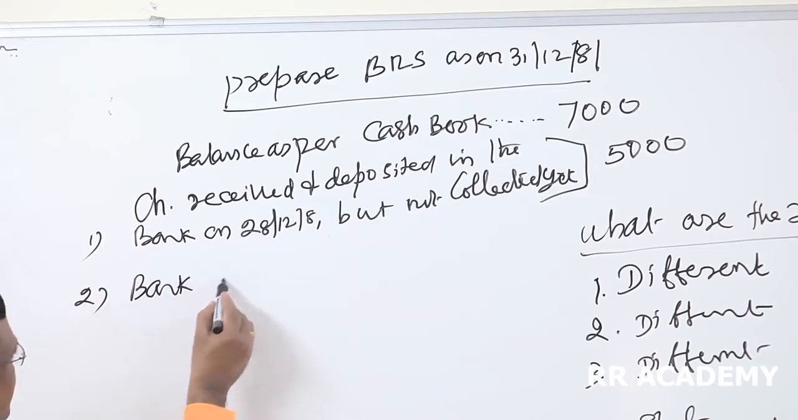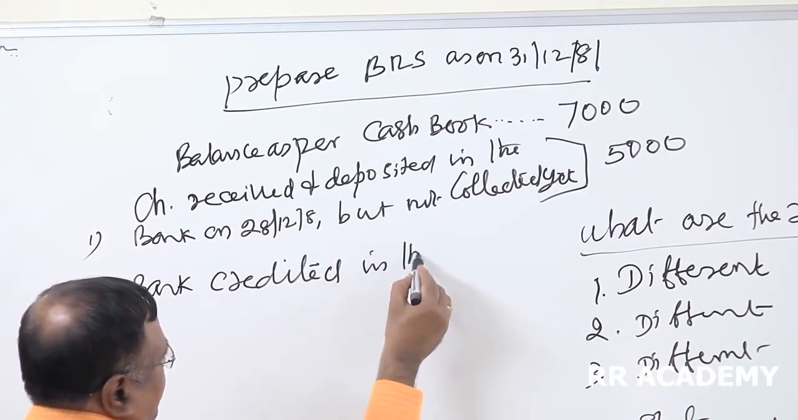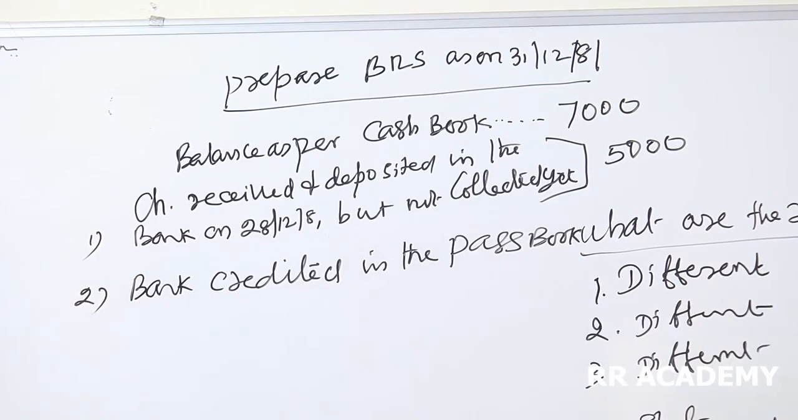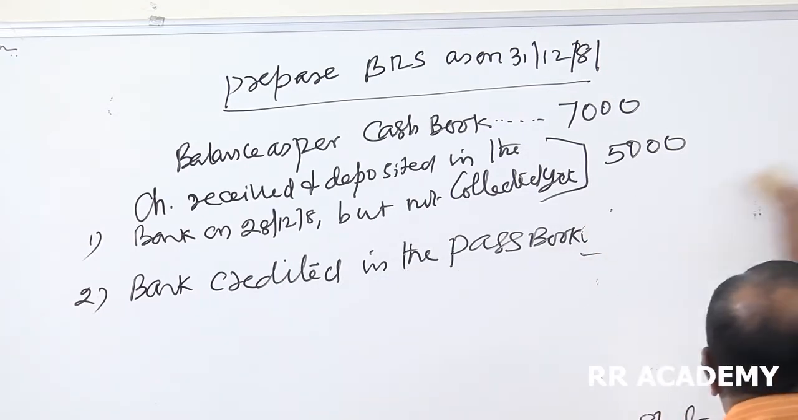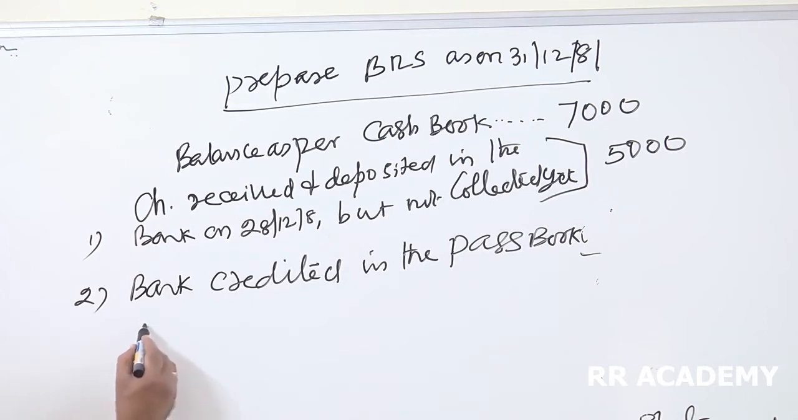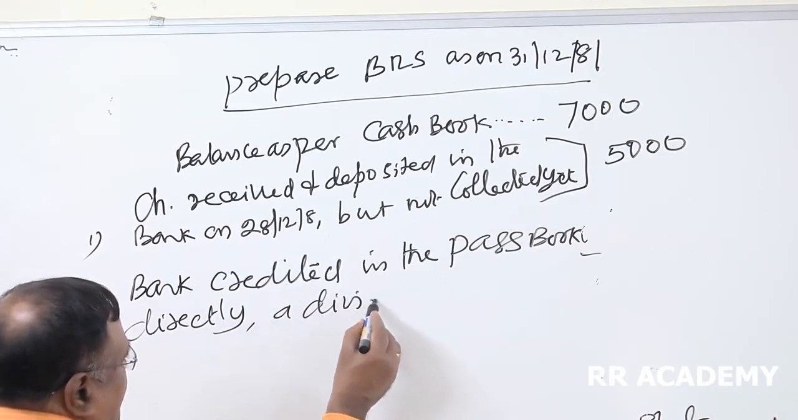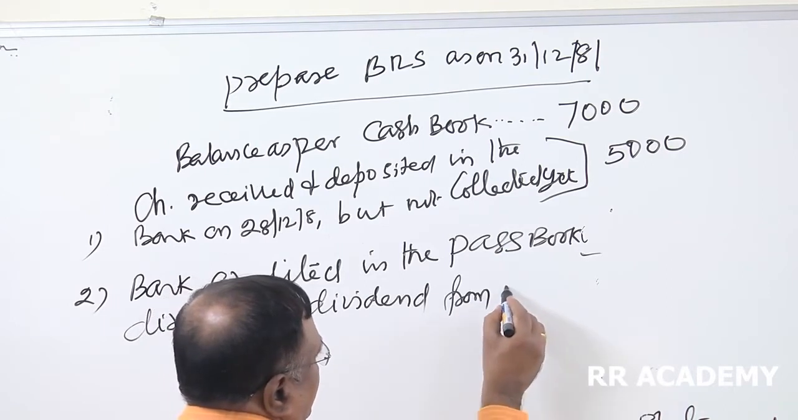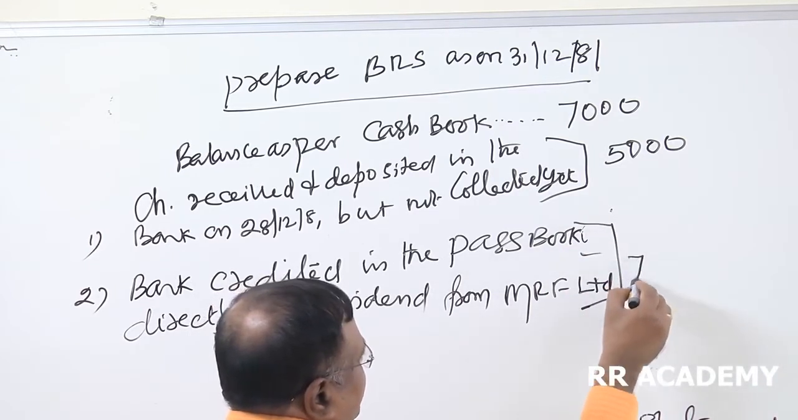Bank credited in the passbook directly a dividend from MRF Limited, 7,000.